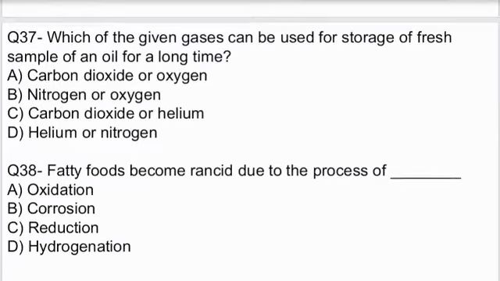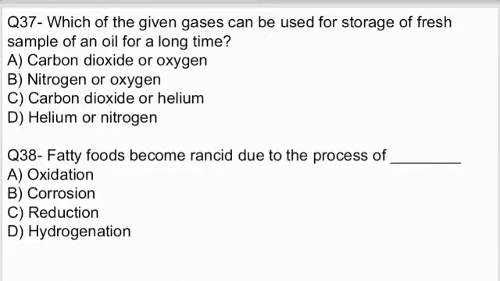Next question. Which of the given gases can be used for storage of fresh sample of an oil for a long time? Options: A, carbon dioxide or oxygen. B, nitrogen or oxygen. C, carbon dioxide or helium. D, helium or nitrogen. The correct option is B, nitrogen or oxygen.